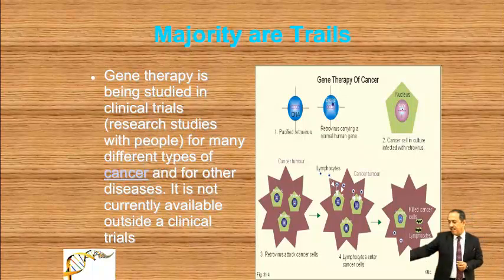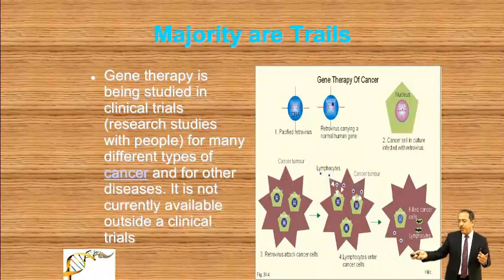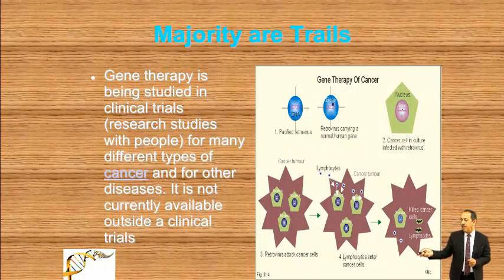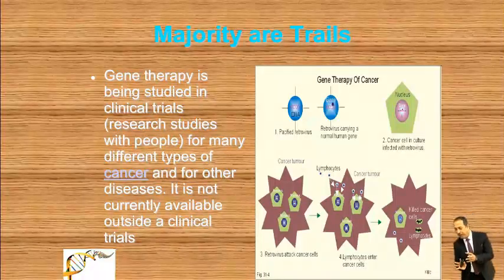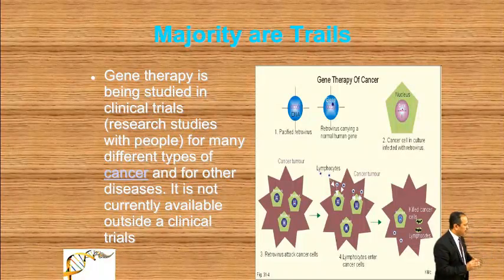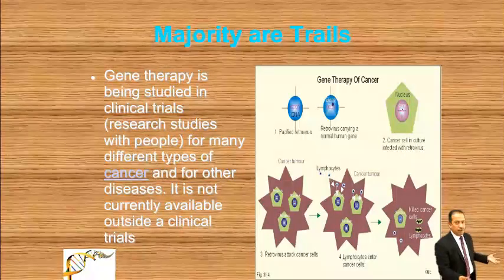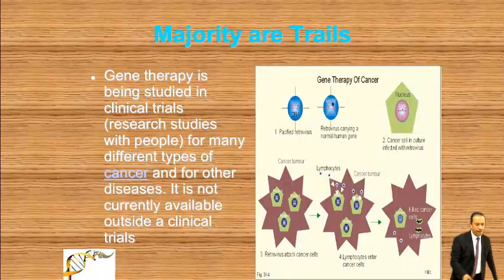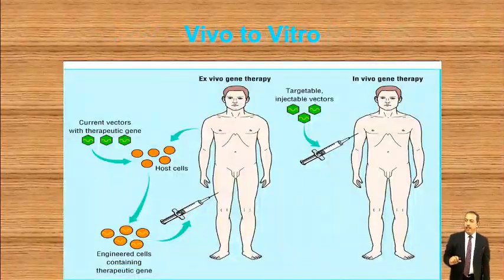Thus, in this case, the specified retrovirus carries the introduction of the normal human gene, and the cancer cell is infected with the retrovirus. As you see here, the retrovirus attacks cancer cells and lymphocytes enter the cancer cells. Here, the cancer cells will break down. Why? That's due to gene therapy.